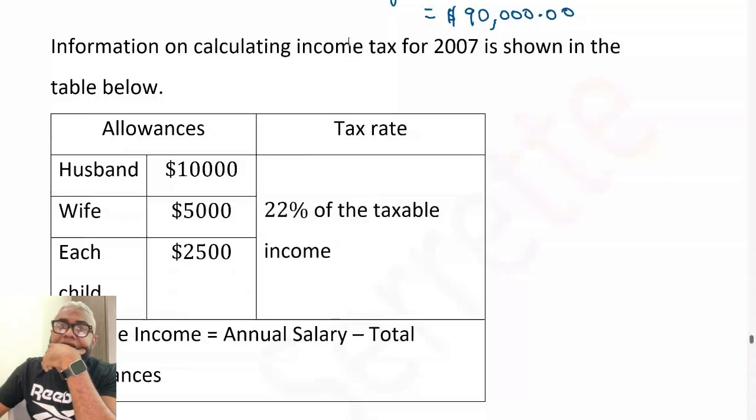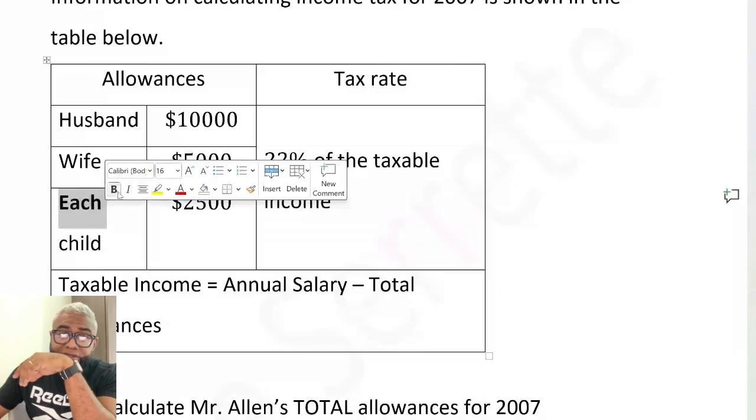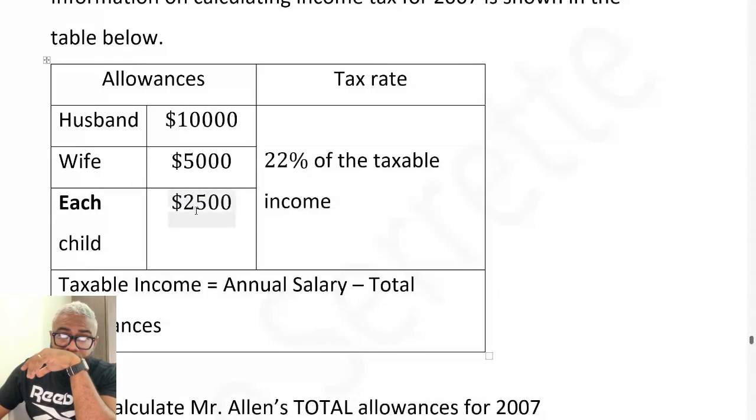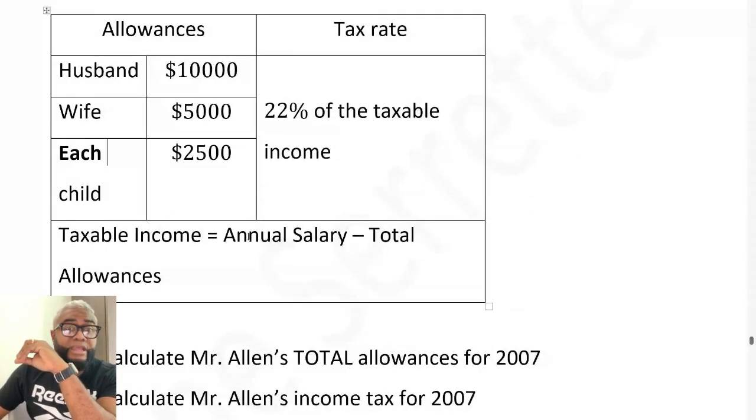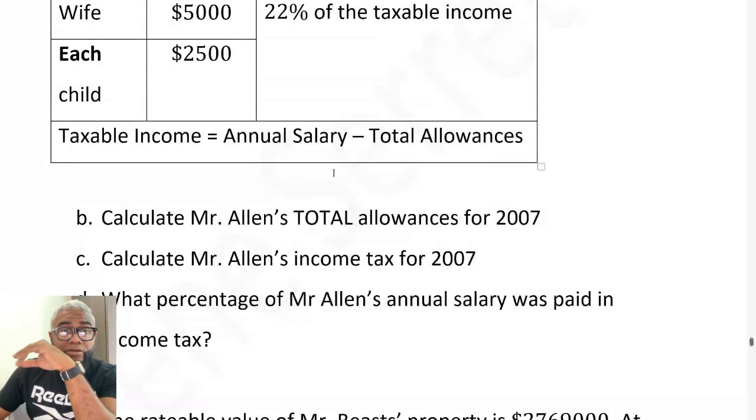Information on calculating income tax for 2007 is shown in the table below, right? So you have all these allowances here. The husband getting 10,000, the wife getting 5,000. Each child, this is very important here. I don't understand why they don't bold these things, but each child will get 2,500. Tax rate is 22% of your taxable income. Taxable income now would be your annual salary minus the total allowances, right? Everybody understands the table? So we're going on to the question now.